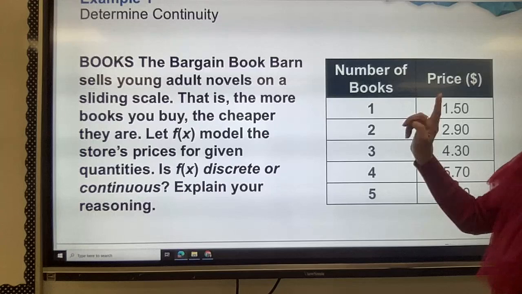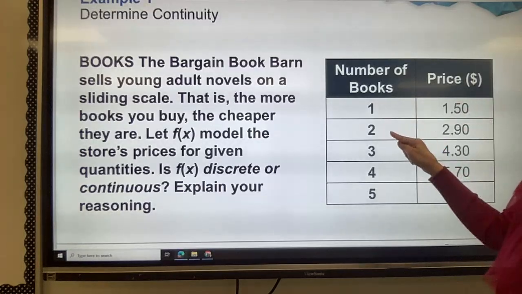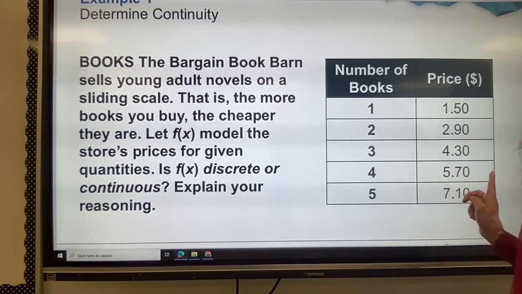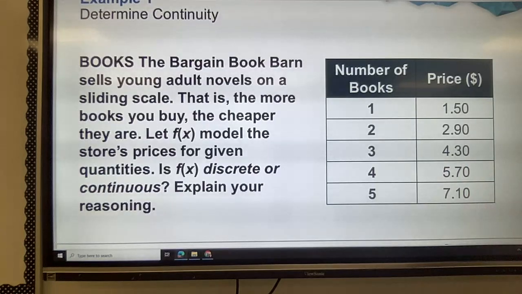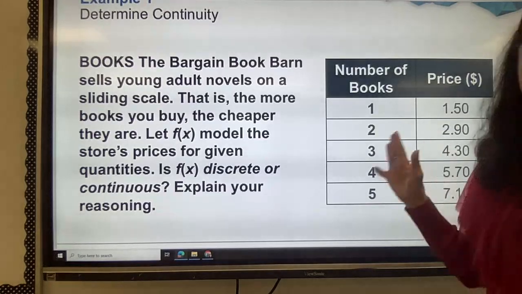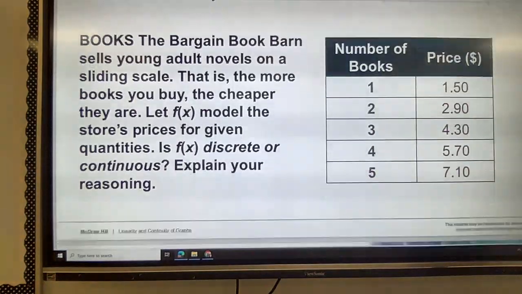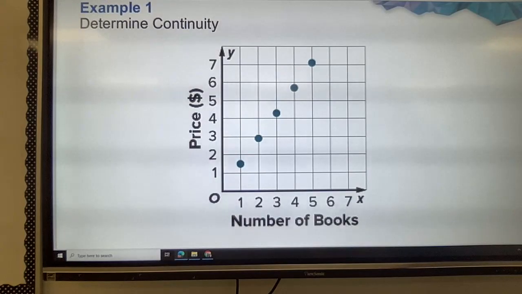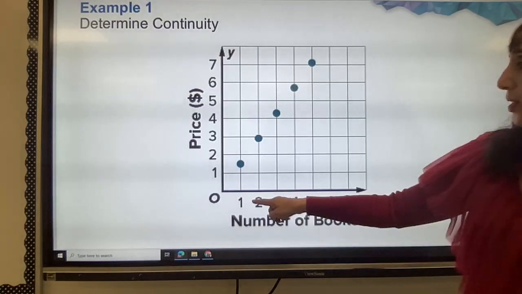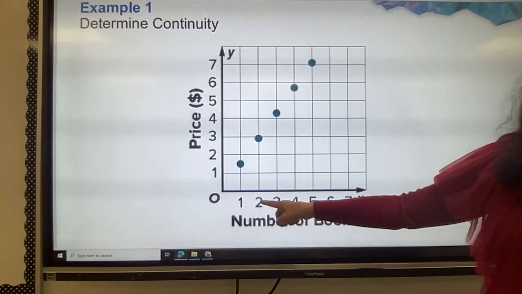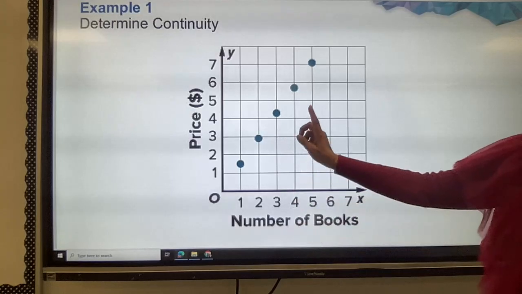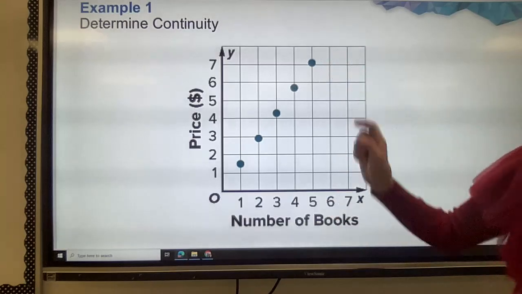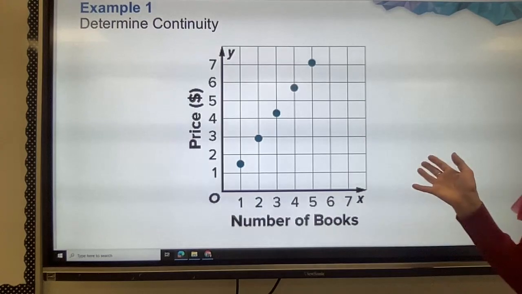So you can see for one book, we have $1.50. For two books, we have $2.90. For three books, $4.30. For four books, $5.70. For five books, we have $7.10. So I'm going to show you the graphing of this, and then we can discuss it. Look, for one book, this was $1.50. For two books, $2.90. Three books, $4.30. Four books, $5.70. Five books is going to be $7.10. So the graph is made over here.